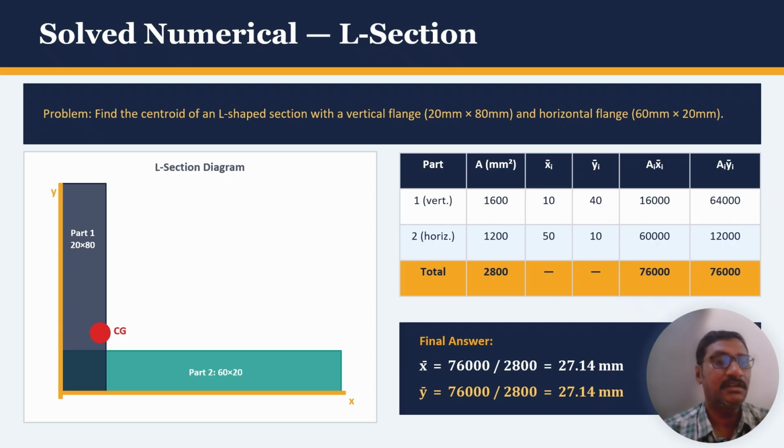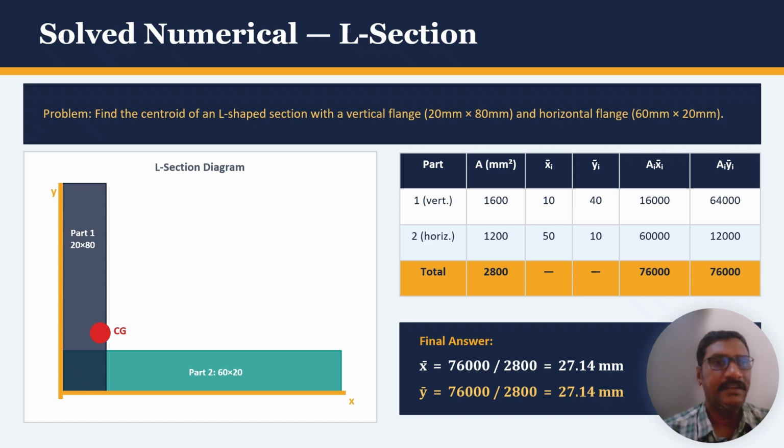Then step 2 is establish reference axis. As we discussed in the previous slide, we place our reference origin at the bottom left corner of the L section. The x-axis runs horizontally to the right, and the y-axis runs vertically upward. All the measurements will be made from this origin.